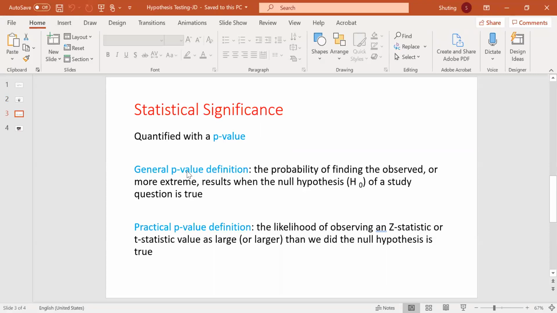So the statistical significance is quantified with the p-value. And we've also talked about the general p-value definition, and how you are going to find the p-value when you are seeing a practical question. So this is the practical p-value definition. This is the PowerPoint that I shared on Moodle as well, so you are able to see these PowerPoints too. Now let's go back to our notes.